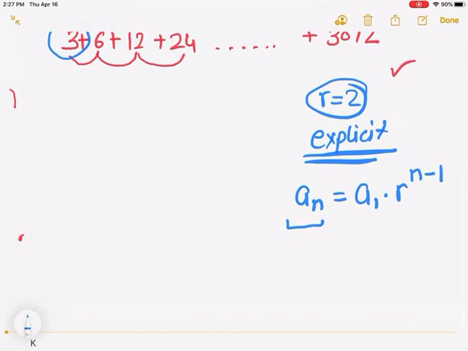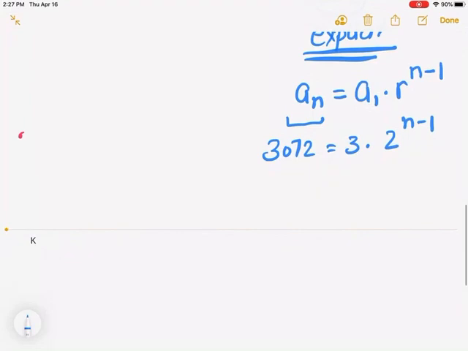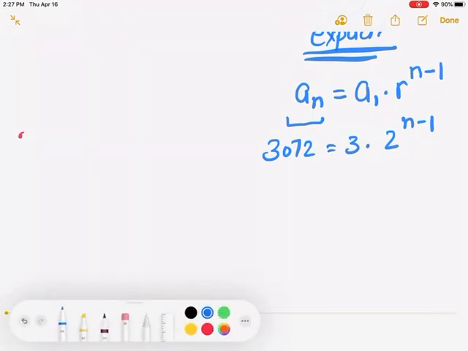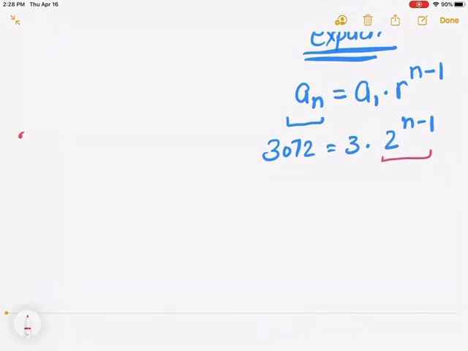So the nth term would be my last term here, which is 3072. a_1 is 3, ratio is 2, and it's n minus 1. Now we are solving for n in this equation. And how would you do that? So first, let's just isolate that expression. So I would isolate this expression.